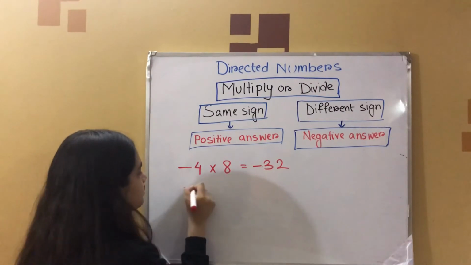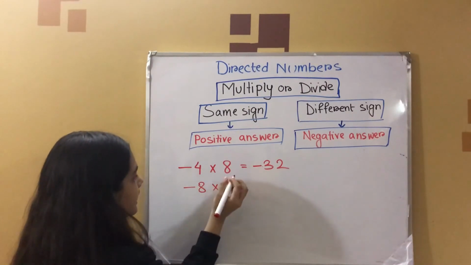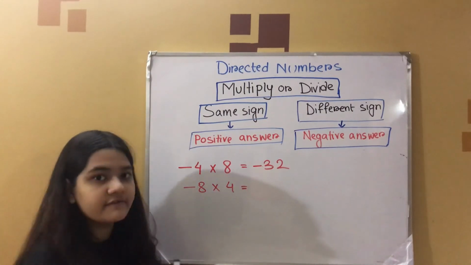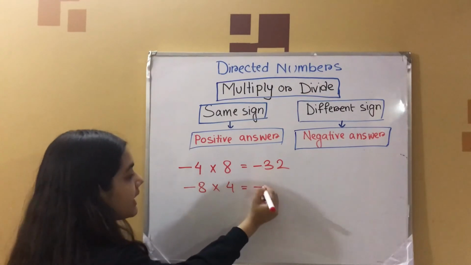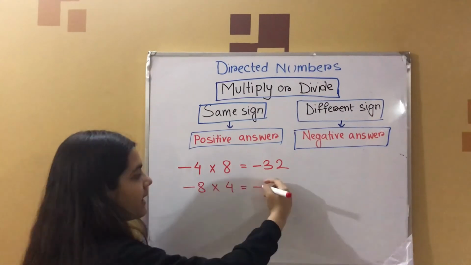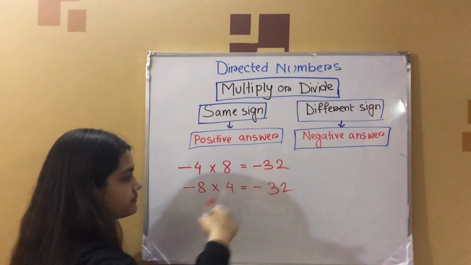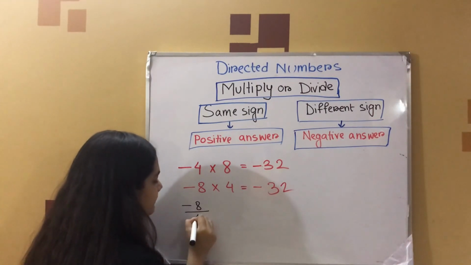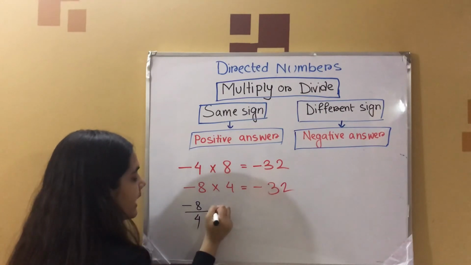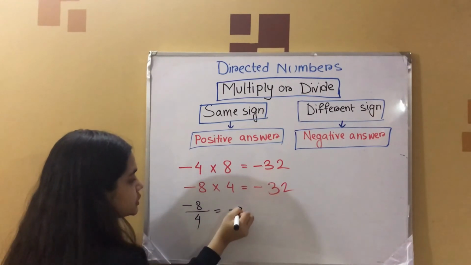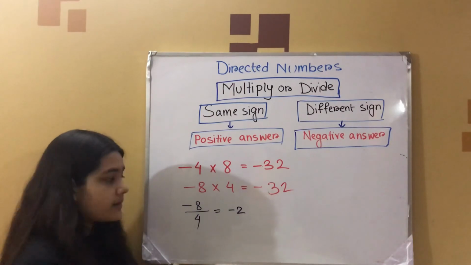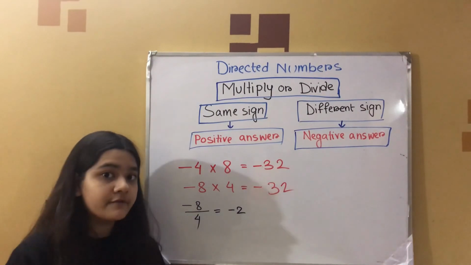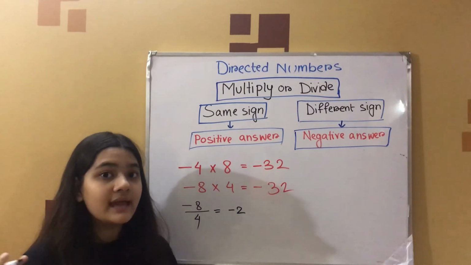If the same question was minus 8 multiplied with 4, both the numbers have different signs, so our answer would have been minus 32. Same with division. Minus 8 divided by 4. Our answer will be minus 2. 4 is a positive number and 8 is a negative number. They have different signs. Therefore, our answer will also be negative.